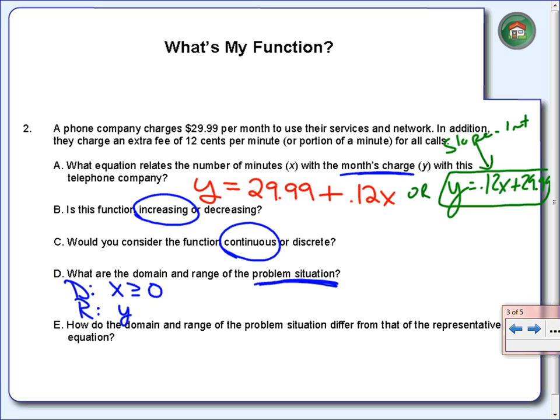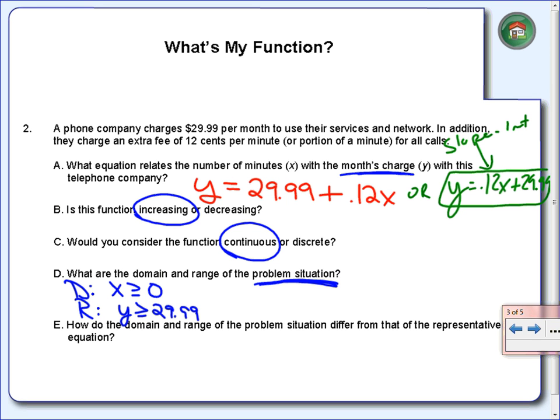However, am I going to say y is greater than or equal to 0? Why not? So no matter what, even if you don't use the phone, they're going to charge you how much? $29.99. Is the cost ever going to be below $29.99? No. So the y values are always going to be larger than or equal to $29.99. Your cost will never fall below that. Even if you don't talk on the phone, you're still going to get charged that monthly service charge.